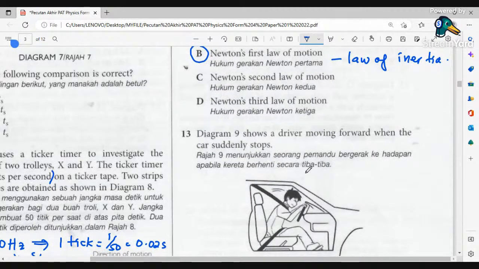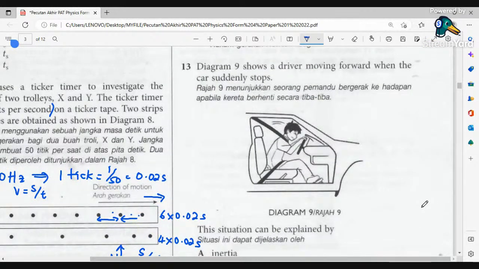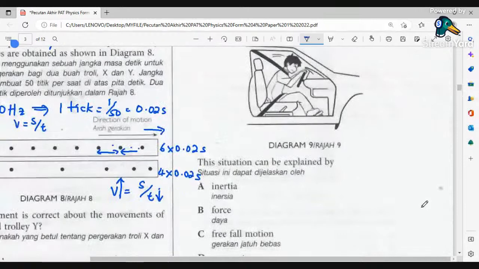Number 13, driver moving forward when the car suddenly stop, thrown forward atau jerk forward. So this situation can be explained by inertia. Okay, the passenger's body thrown forward or fall forward. Okay, because when the car stops suddenly, inertia of the passenger still continue motion forward. Okay, so we call it effect of inertia.